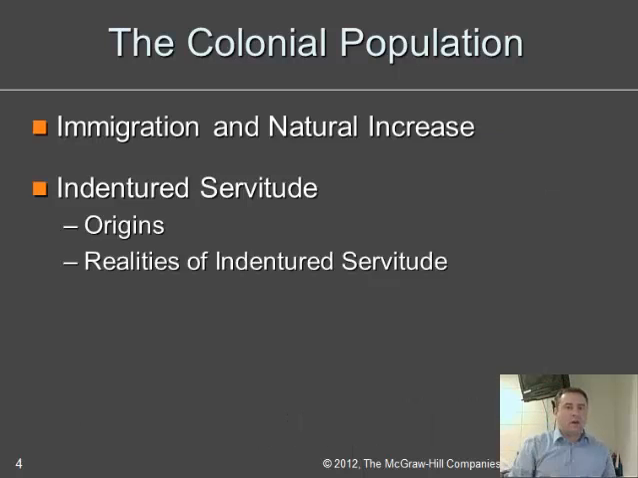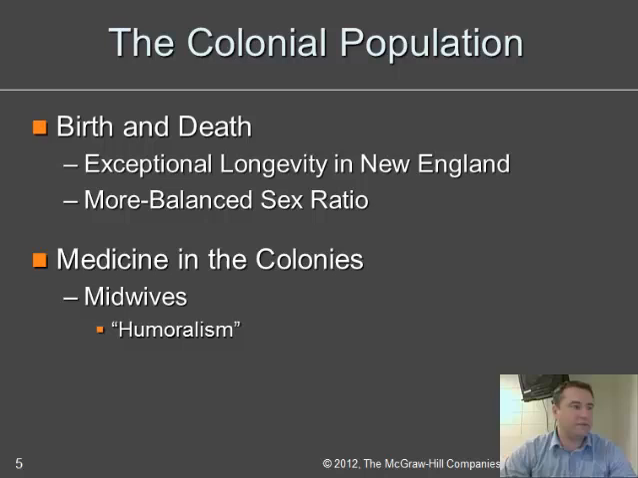Okay, natural increase and indentured servitude. Young men and women bound themselves to masters for a fixed period of time. After that, they received head rights. In the 1670s, the flow began to decline because of prosperity in England, and there was also a decrease in the birth rate as well. So very quickly there.